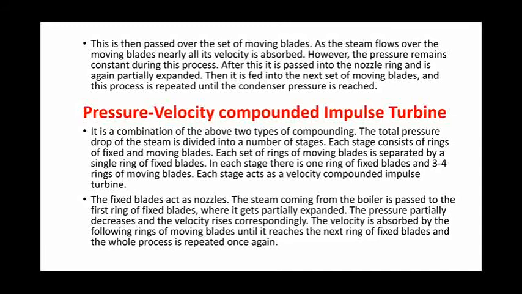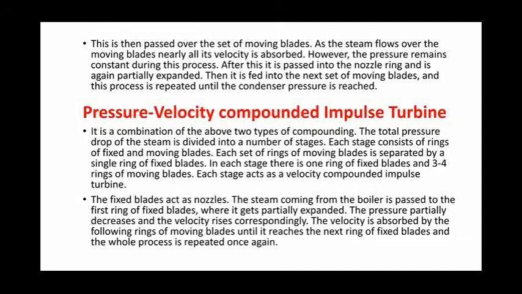The steam then passes over the set of moving blade. As the steam flows over the moving blade, nearly all its velocity is absorbed. However, the pressure remains constant during the process. After this it passes into the nozzle ring and is again partially expanded, then it is fed into the next set of moving blade, and this process is repeated until the condensation pressure is reached.